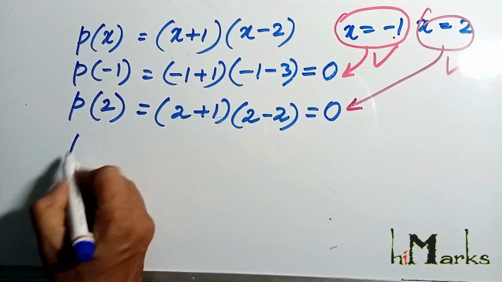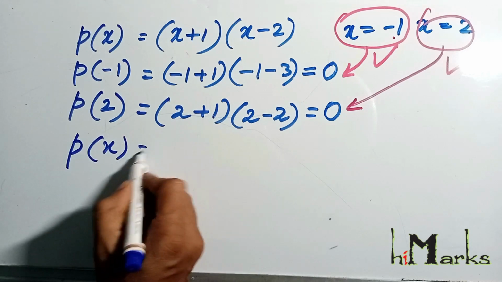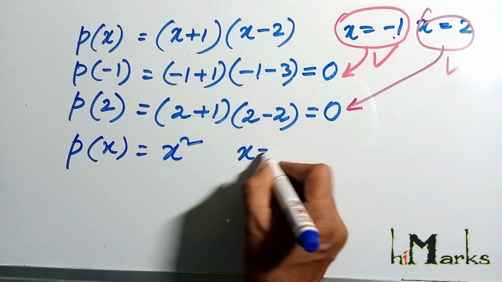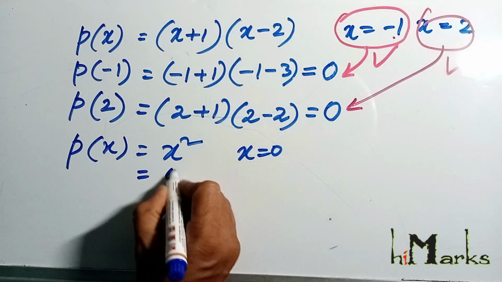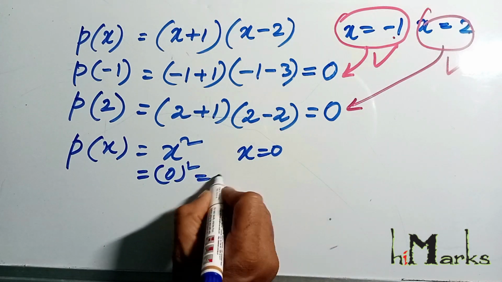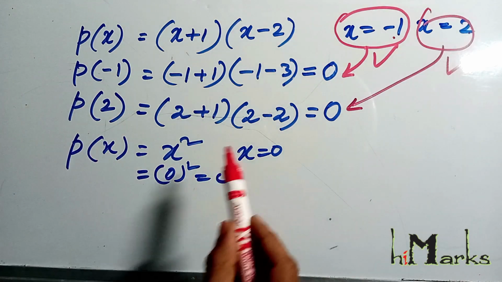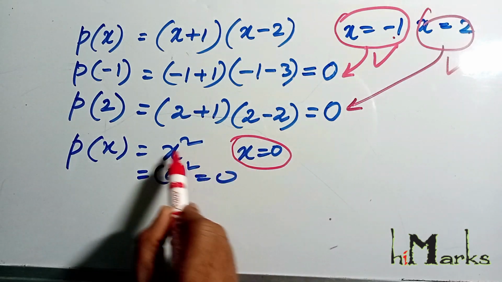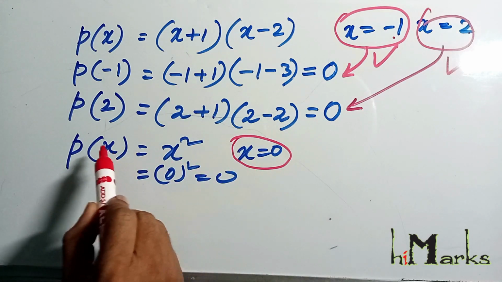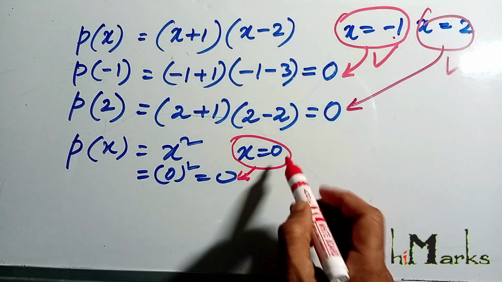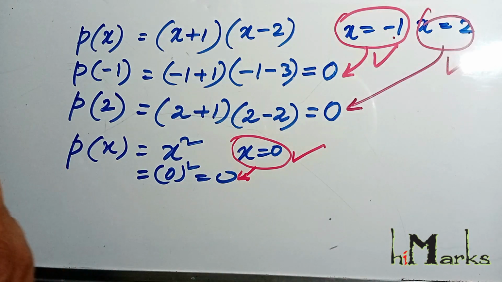Next function is p of x is x square, and it is asked to test at x equal to 0. So if we put 0 square, it is 0, so that means x equal to 0 has made the given polynomial 0. Okay, so that means x equal to 0 is a zero of the polynomial.